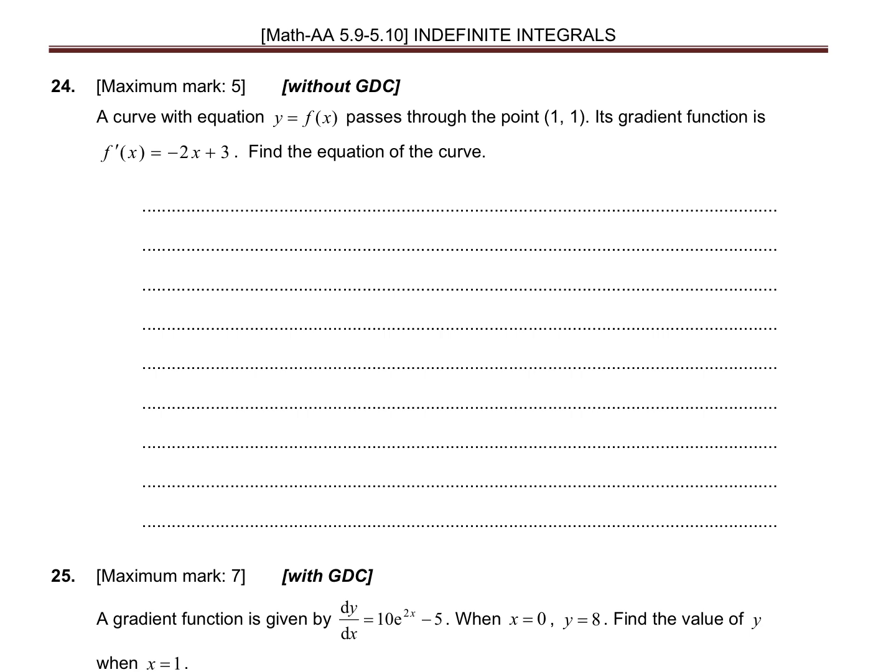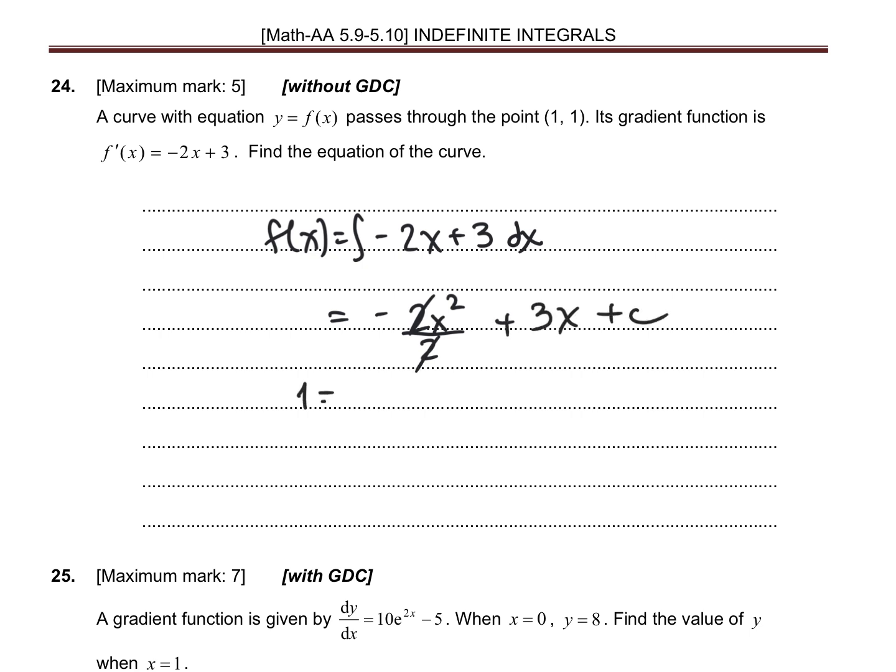All right, we've got a point. We've got the gradient function. We integrate. So that's going to be negative 2x squared over 2 plus 3x plus c, and then we're going to have 1 equals negative 1 squared is 1 plus 3 times 1. So that's going to be 2, subtract 2 to the other side, we get negative 1. So f at x is negative x squared plus 3x minus 1.